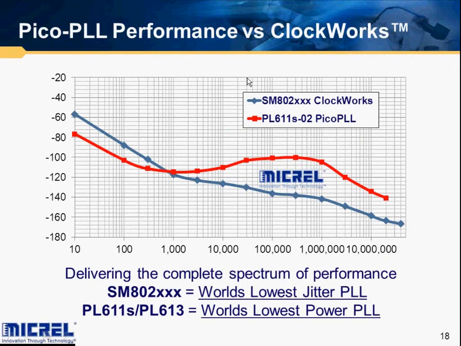The jitter performance is shown in this phase noise plot. The blue line is for the Flex family, the SM802 or SM803 parts. The red line is for the Pico PLL parts. Notice that the jitter on the Pico PLL parts is higher than the Flex family of parts. So what you get with these products is the Flex family offers you the lowest jitter in the industry, while the Pico PLL parts offer the lowest power consumption.